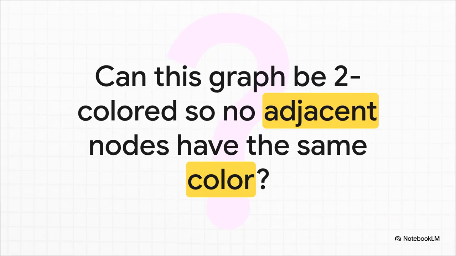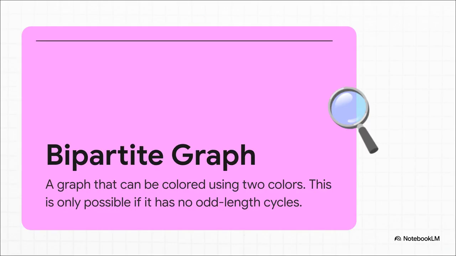All right, time for a little brain teaser. Look at this graph. Could you color every single node using just 2 colors, say red and blue, with one rule: no 2 connected nodes can have the same color? Go on, give it a try in your head. The answer is actually pretty deep. So, a graph that you can two-color like that has a special name. It's called bipartite.